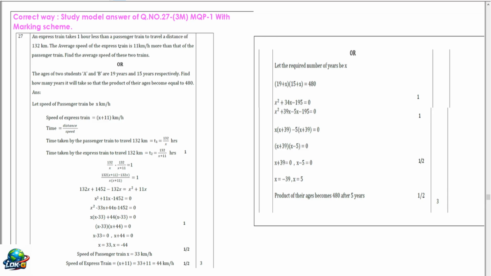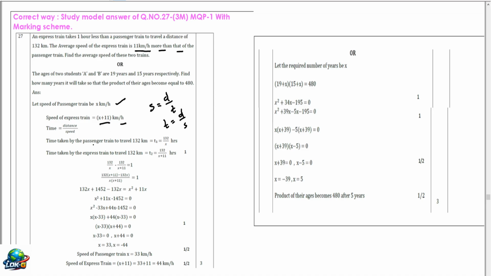First of all, we will take, let the speed of the passenger train be x km per hour. You know that speed is given by distance covered upon time taken. If you take time to the left, time becomes equal to distance covered upon speed, that is distance upon speed. The average speed of the express train is 11 km per hour more than the passenger train. Means what? Speed of the express train will be x plus 11 km per hour.